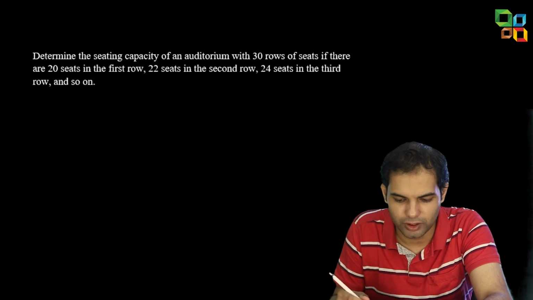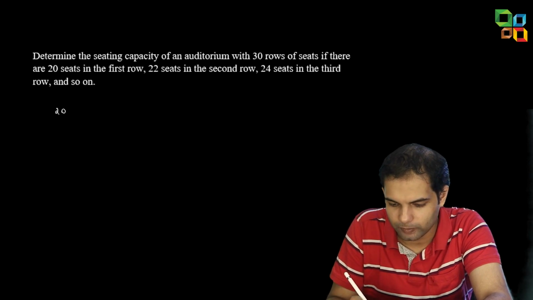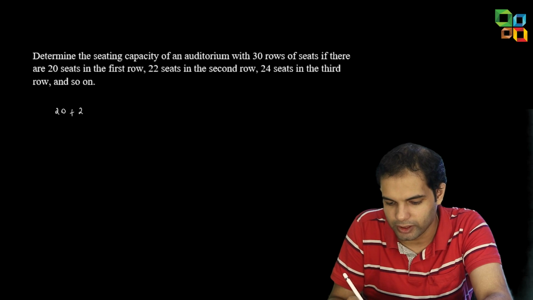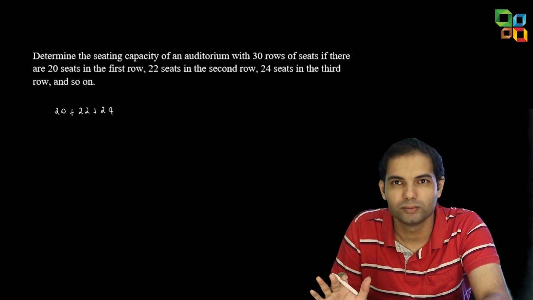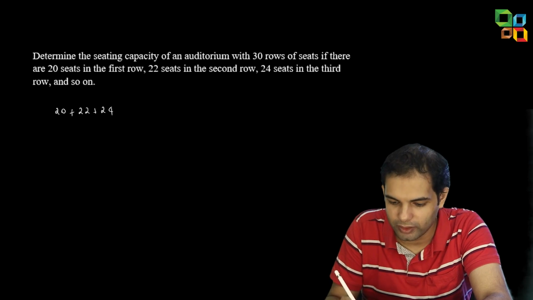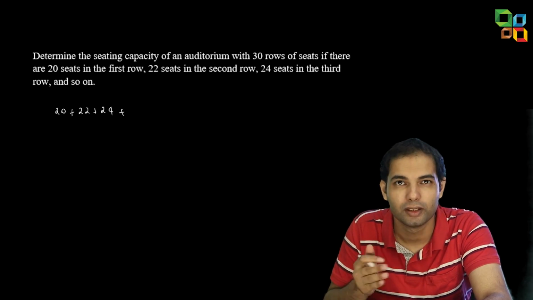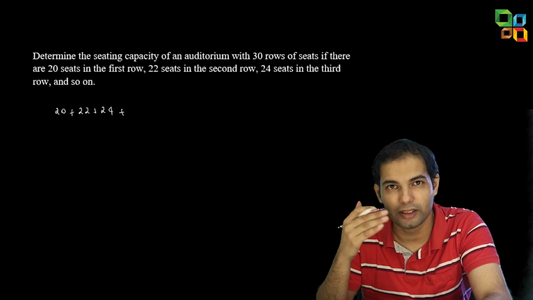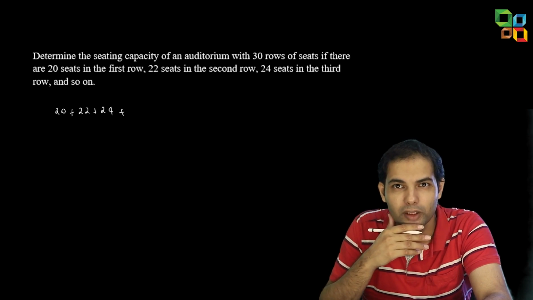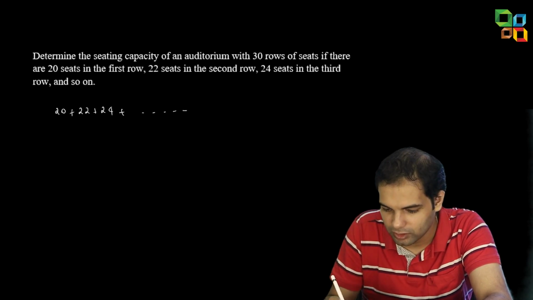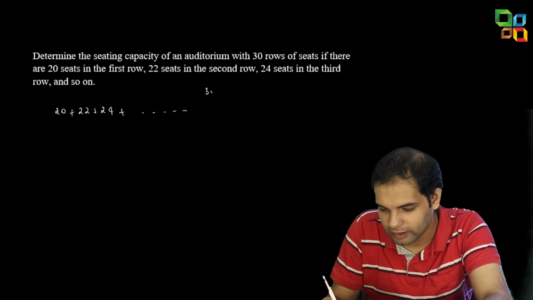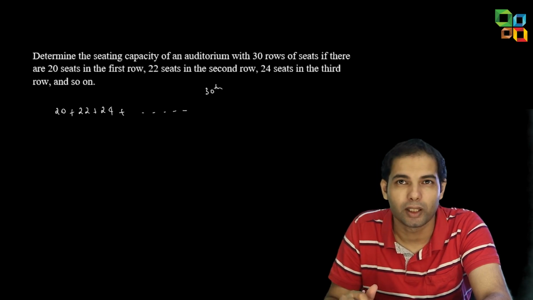It says that the first row has 20. Next row has 22 seats. Then it continues. Totally there are 30 rows. It's an arithmetic progression, right? So each row we're increasing the seats by 2, up to 30 rows. So for the 30th term, you have to figure out what it is.